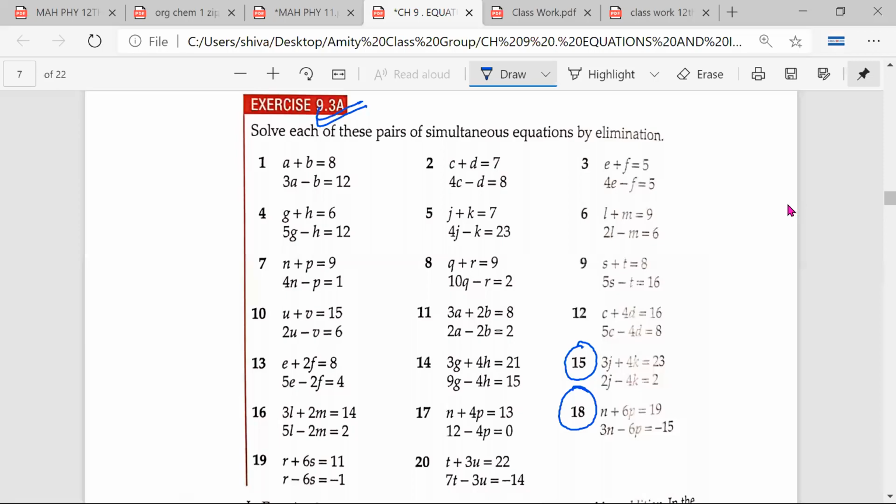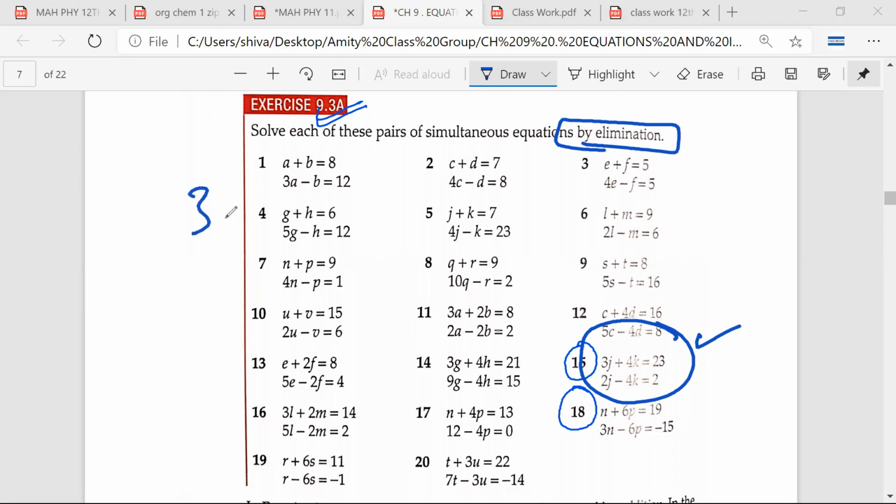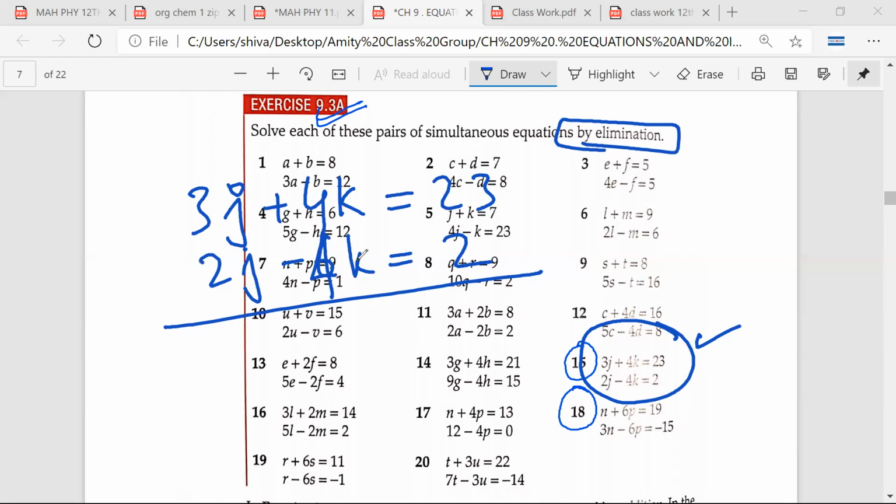Okay, so Somaji, 3j plus 4k is equal to 23, 2j minus 4k is equal to 2. I need to eliminate. Somaji, what is the meaning of elimination? Cancelling. Yeah. So 3j plus 4k is equal to 23 and 2j minus 4k is equal to 2. So I need to eliminate.